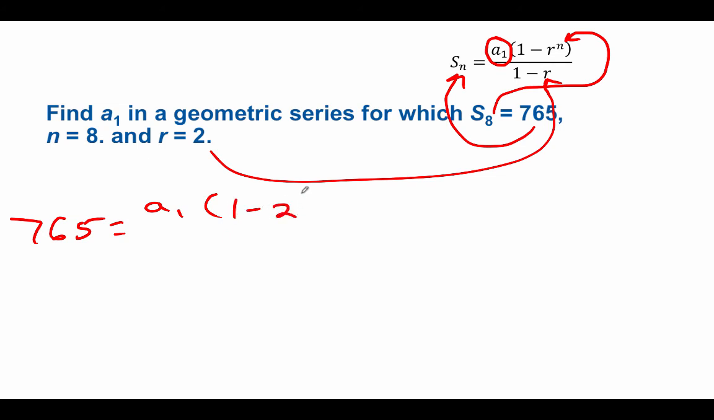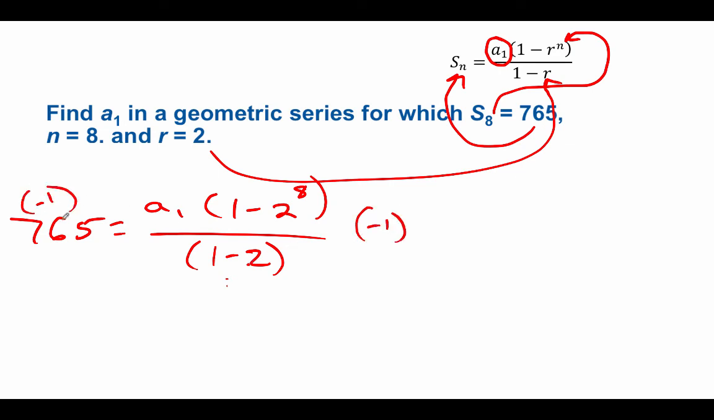1 minus 2 to the 8th. 1 minus 2, okay? If I was doing this problem, and I guess I am, this is -1, so I would multiply both sides by -1, okay? That clears that denominator. -765 equals A1 times 1 minus 2 to the 8th.